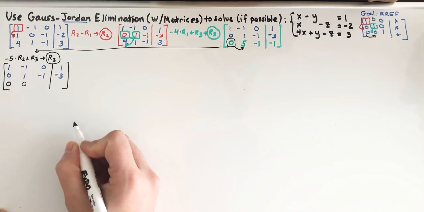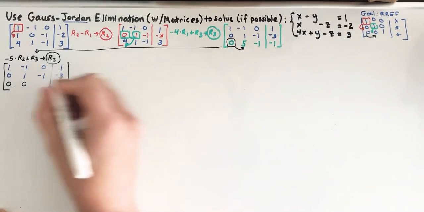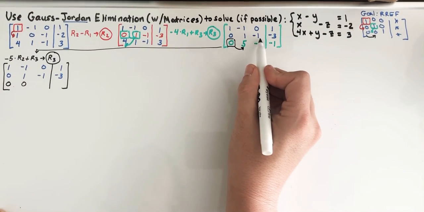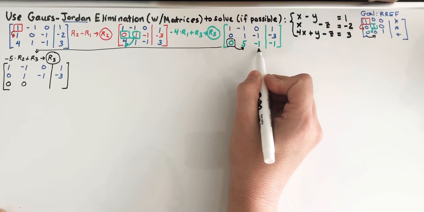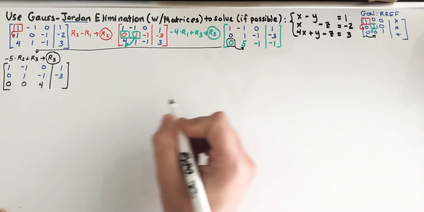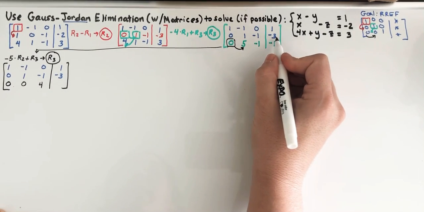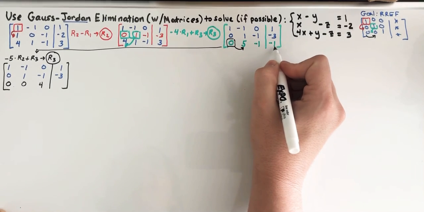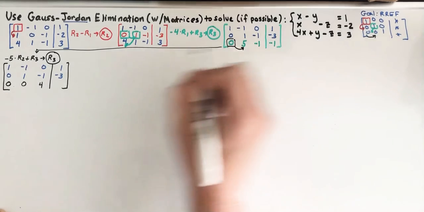Great job. Let's do the next entry. Carefully, -5 times -1 is +5. +5 plus a -1 is really like saying 5 minus 1, which is +4. Our next entry is -5 times -3, which is +15. Adding +15 with a -1 is really like saying 15 minus 1, which is +14.